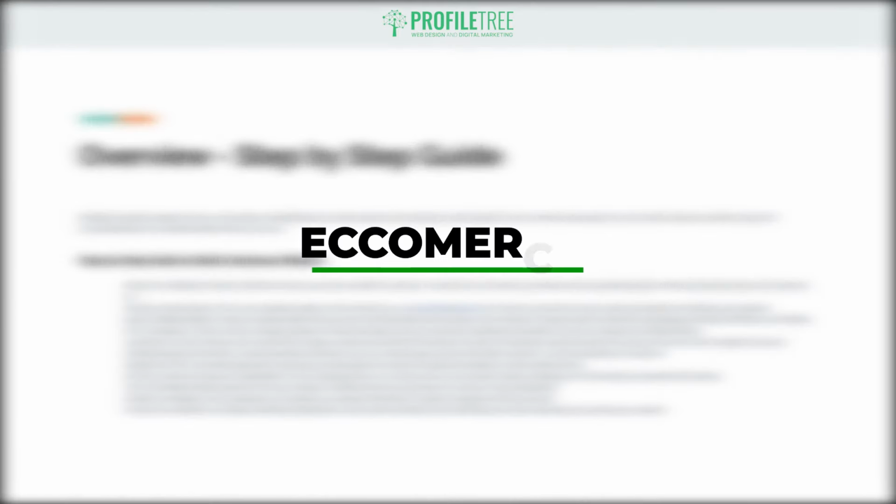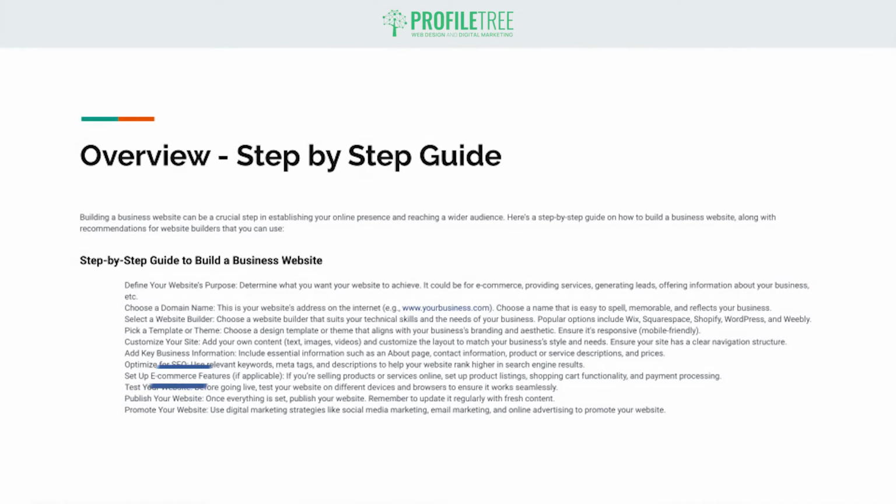Number 8 would be to set up e-commerce features. Now this is only if applicable. So if you're selling products or services online, it's best to set up product listings, shopping cart functionality, and your payment processing. Now, some of the payment processing for the website builders will be limited, so depending what they have to offer, some of them will have payment gateways for PayPal, Stripe, or Klarna, things like this. So you just really need to double check what website builder you're going to be using and what sort of payment processing you're going to have to establish for it.